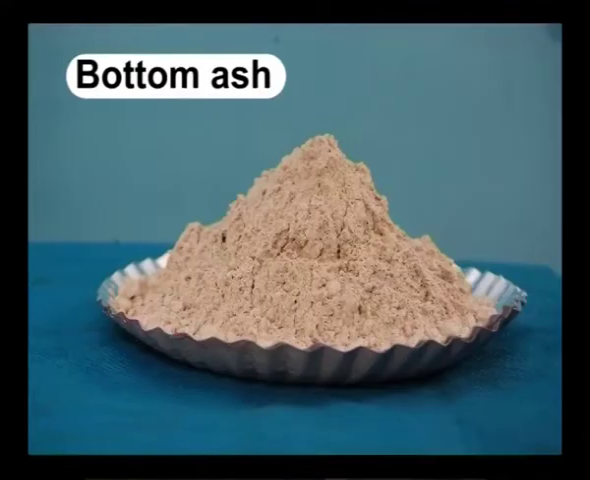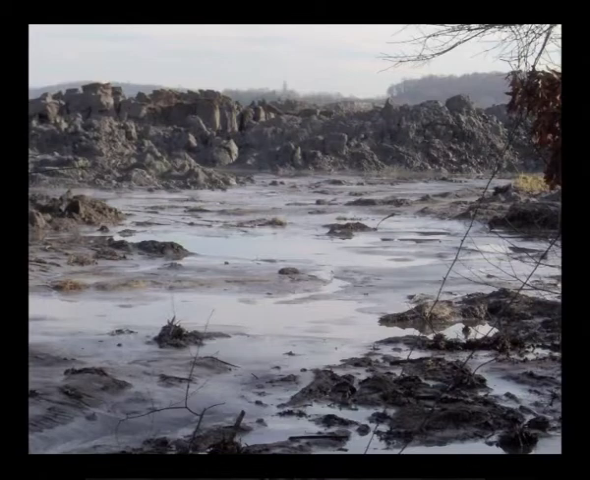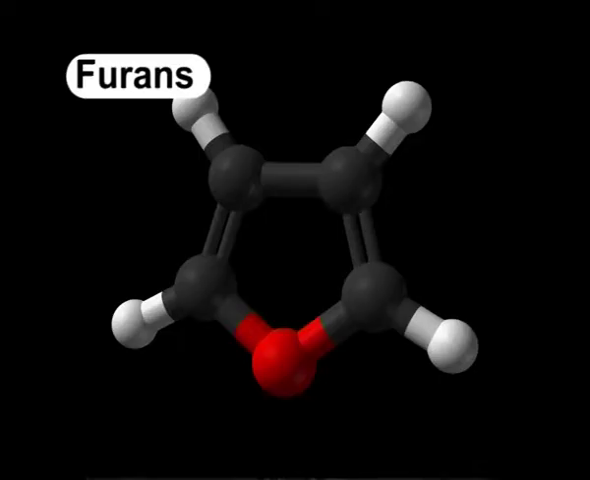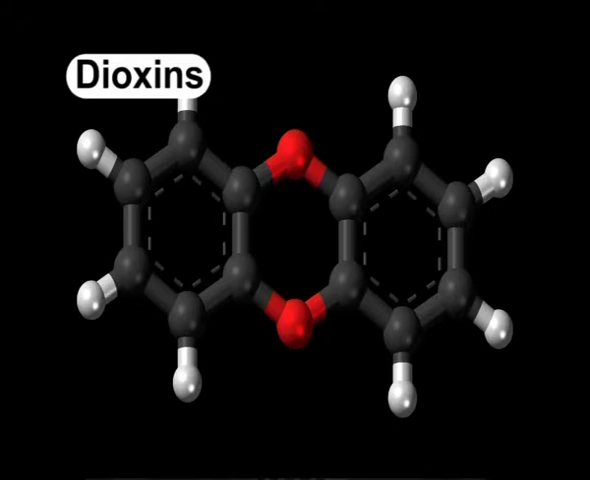Flue gas residue and bottom ash are produced with the processing of waste materials and settle at the bottom of the incineration plant. The bottom ash produced is 4 to 5% of the total weight of the waste processed, while the flue ash makes up some 10 to 20% of the total weight of waste material. The heavy metals which are contained in the flue or bottom ash are lead, cadmium, zinc and copper. A small amount of furans and dioxins are also produced.